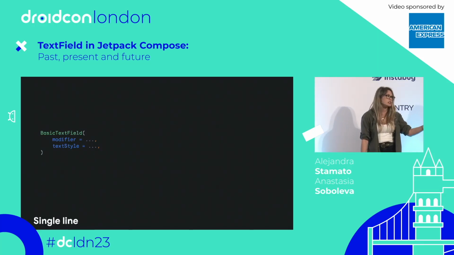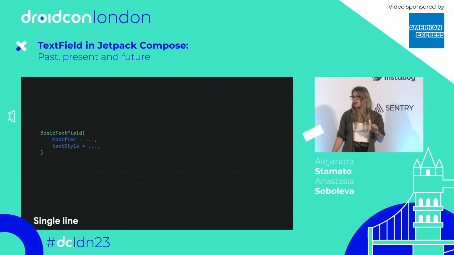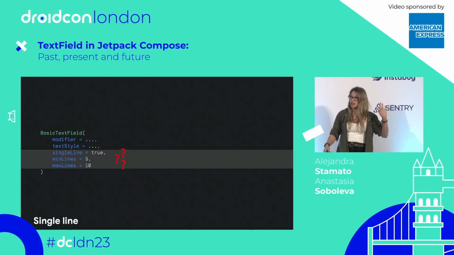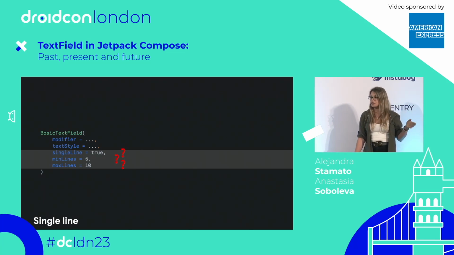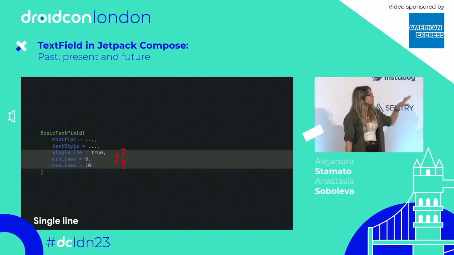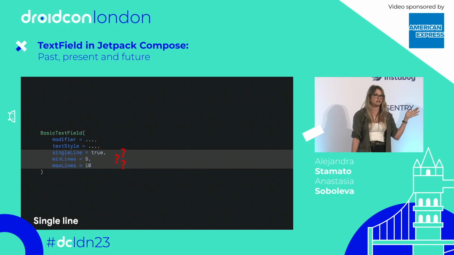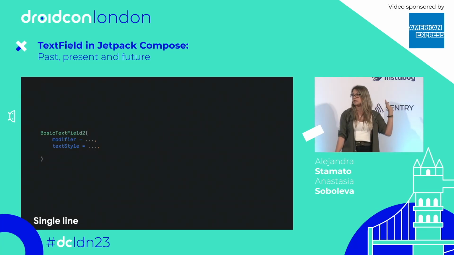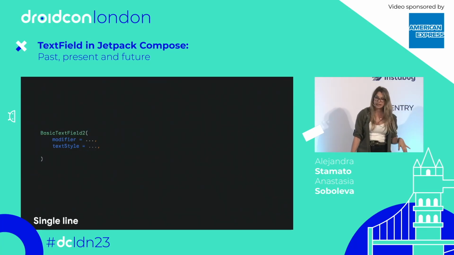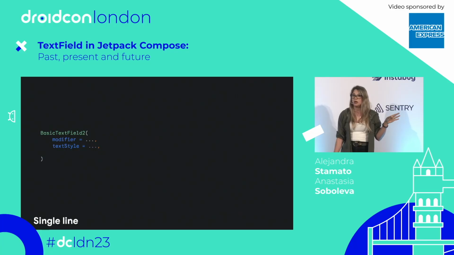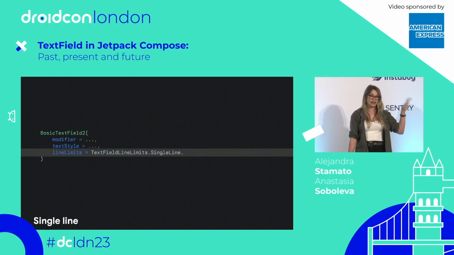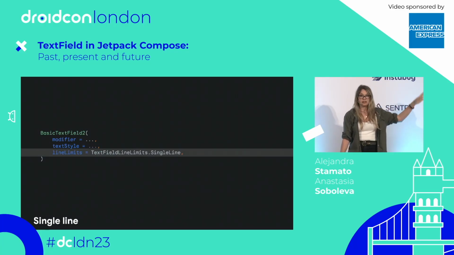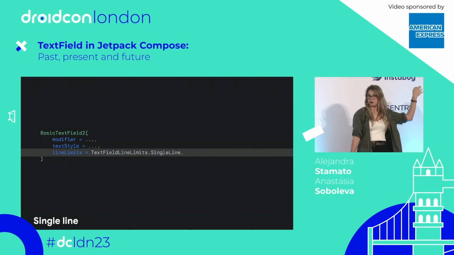You probably also want your username to be a single line. And currently it's maybe very confusing, because what is the result of merging all of these configurations? Single line you can understand, but merging it with min lines and max lines is confusing, since it's unclear what this outputs. Well, BasicTextField 2 eliminates this ambiguity. To configure single line, you use a parameter called lineLimits, SingleLine, that's it. This is all it takes, right? There is no questioning.